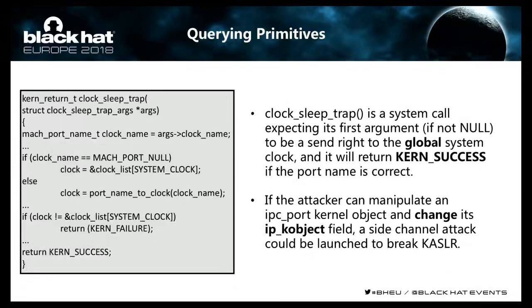Some global kernel objects, for example, mach system clock, are initialized during system booting and stored in a fixed place in kernel memory. In addition, clock_sleep_trap is a system call expecting its first argument to be a send right to the global system clock, and it will return KERN_SUCCESS if the port name is correct. Therefore, if the attacker can manipulate an IPC kernel object and change its kobject field, a side channel attack could be launched to break KASLR.